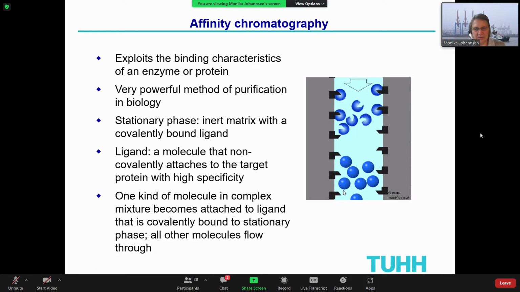And so only this one kind of molecule will be attracted to this ligand and attached to it, and all the others flow through. Then we will have a very high specificity here.